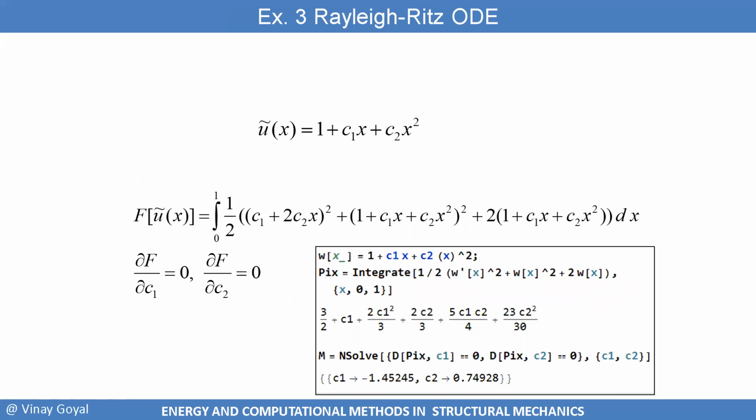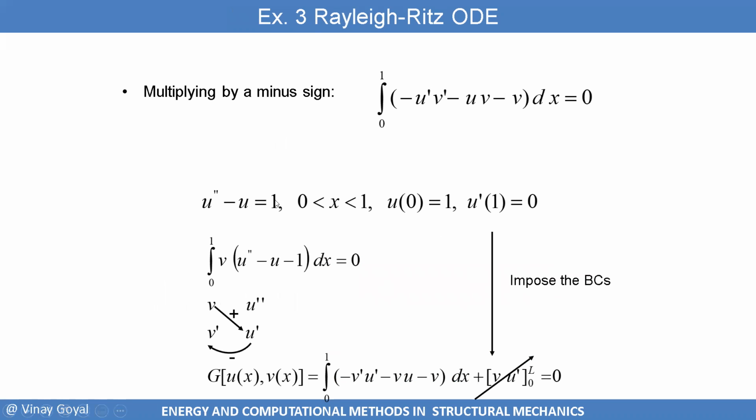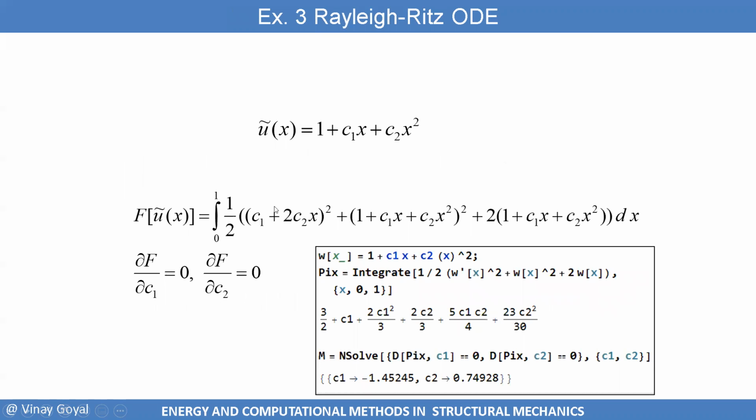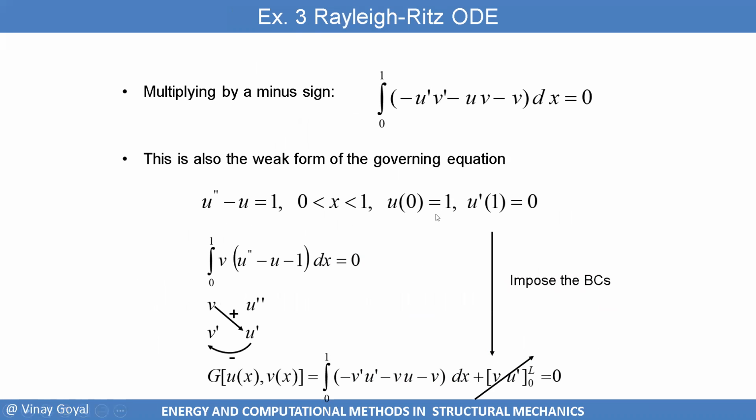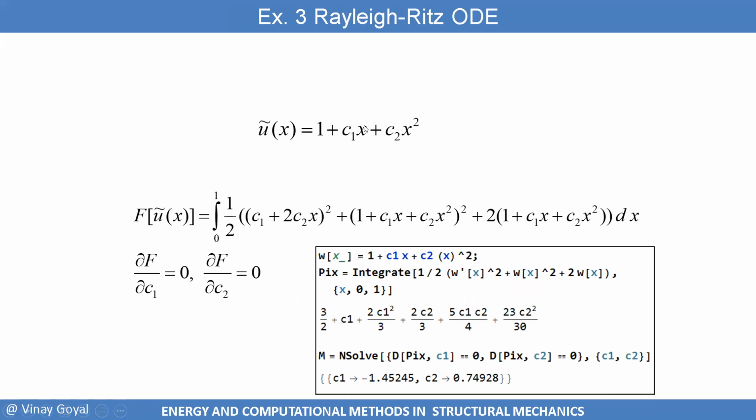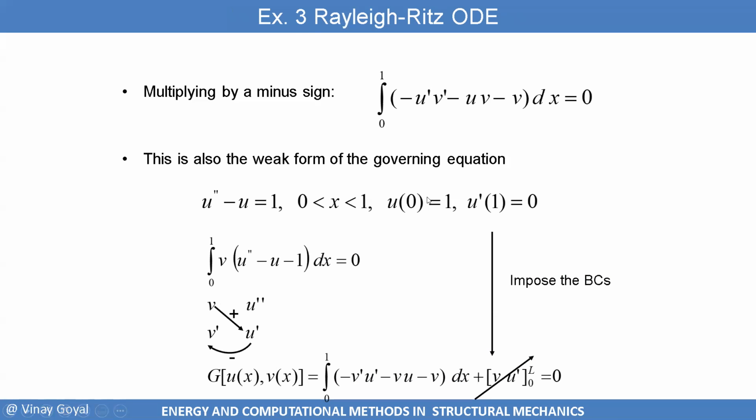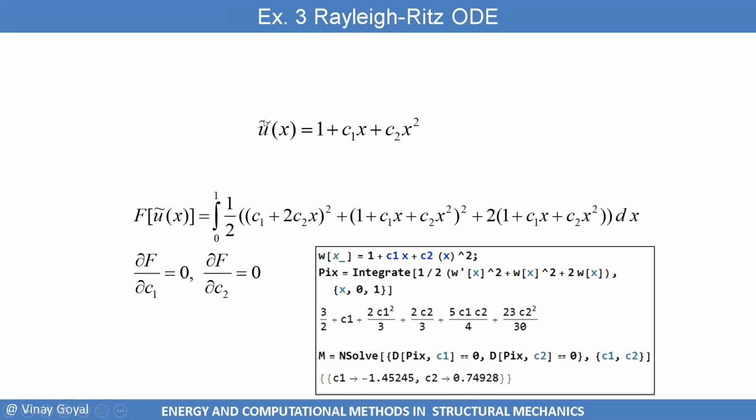So if I want to approximate the solution to this u double prime minus u equals 1, what I want to do first is satisfy the boundary condition u at 0 equals 1, because that's a non-homogeneous boundary condition. So you will find that you have to put a 1 here to make that happen, because u tilde at 0 has to be 1. And u prime at 1, that you don't have to satisfy. That's not an essential boundary condition, so you don't have to worry about that. So this is what you get, 1 plus c1x plus c2x squared.